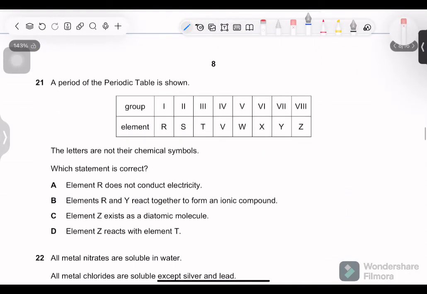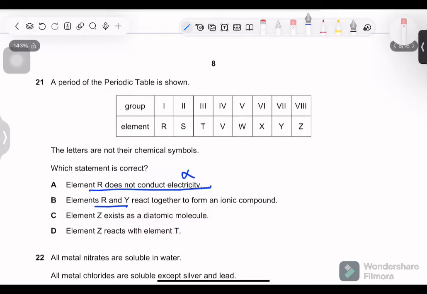A period of the periodic table is shown. The letters are not their chemical symbols. Which statement is correct? Okay, so this is pretty simple. Element R does not conduct electricity. Definitely wrong. This is a metal. It should conduct electricity. Elements R and Y react together to form an ionic compound. Why not? A metal and a non-metal can react to form an ionic compound. So yeah, this is true.